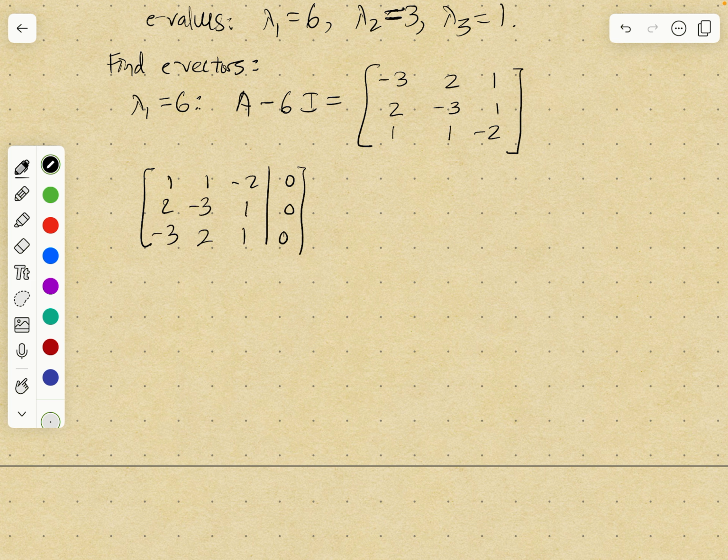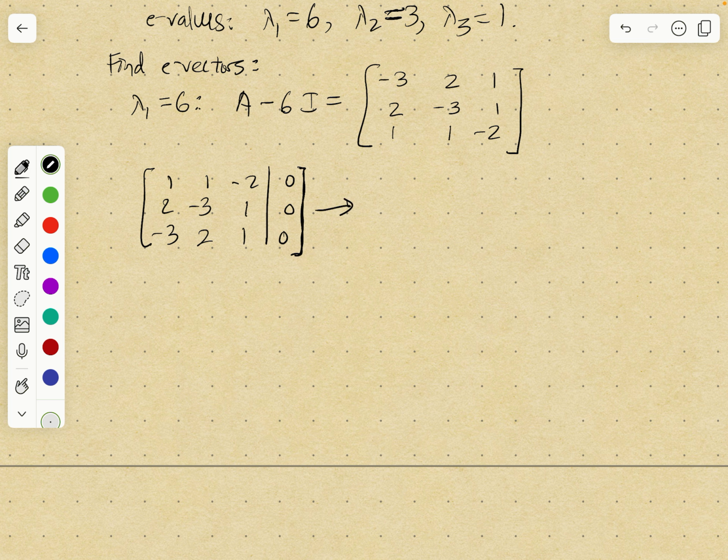Now we're solving a homogeneous system. So the augmented column is always going to be 0, 0, 0, right? And so, technically you don't even have to write it down because you know it's going to be 0, 0, 0 every single time. But just to emphasize the fact that what we're doing is solving A minus 6I times x equals 0, I'm just going to leave this column. It's just to make it clearer what's going on if you're referring to this as notes.